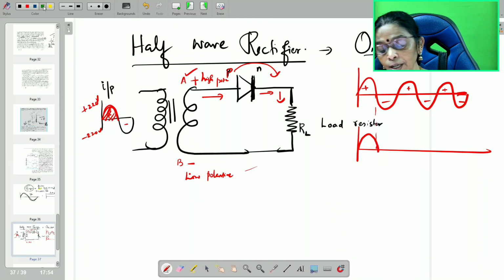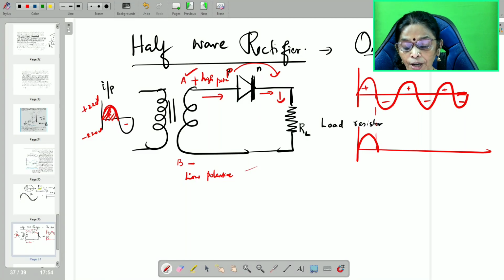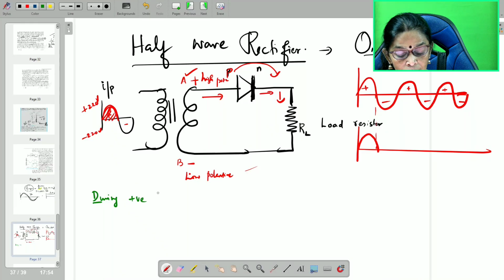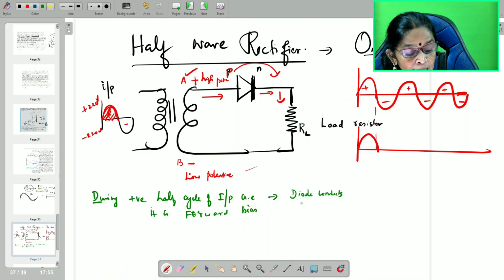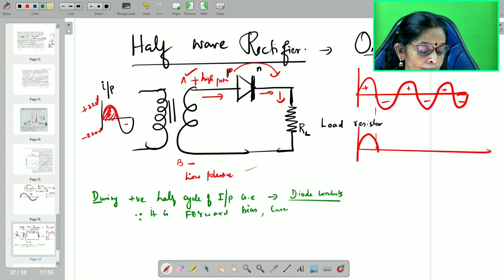Now what happens in the negative half cycle? During the positive half cycle of input AC, the diode conducts. Why does it conduct? It is forward biased. Therefore it conducts, since it is forward bias, and hence current flows.